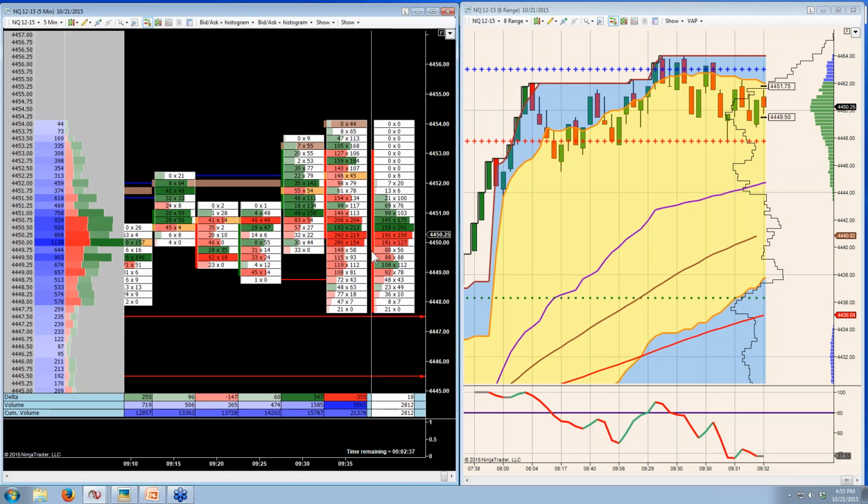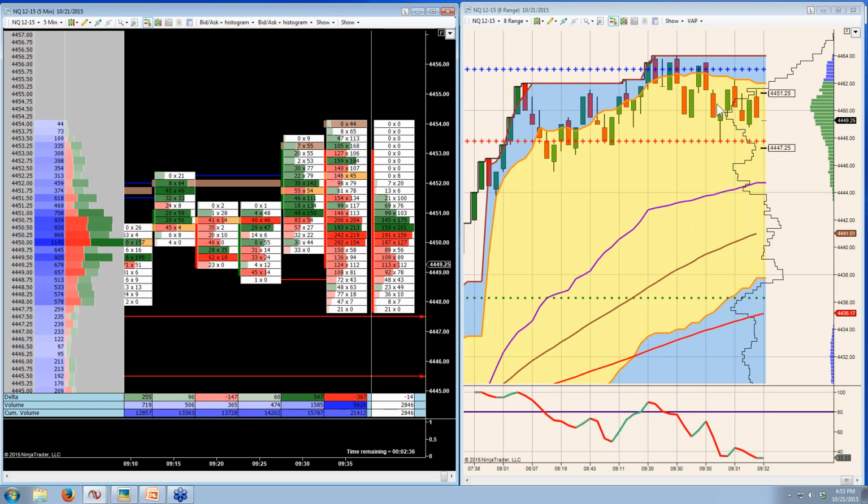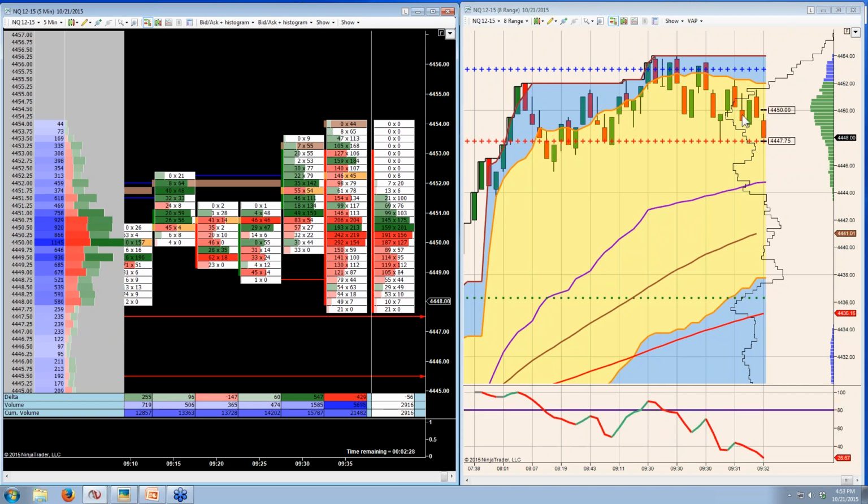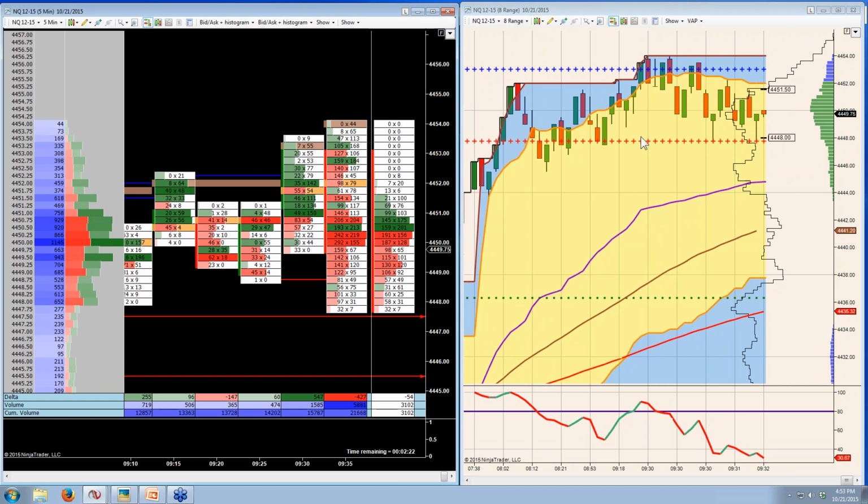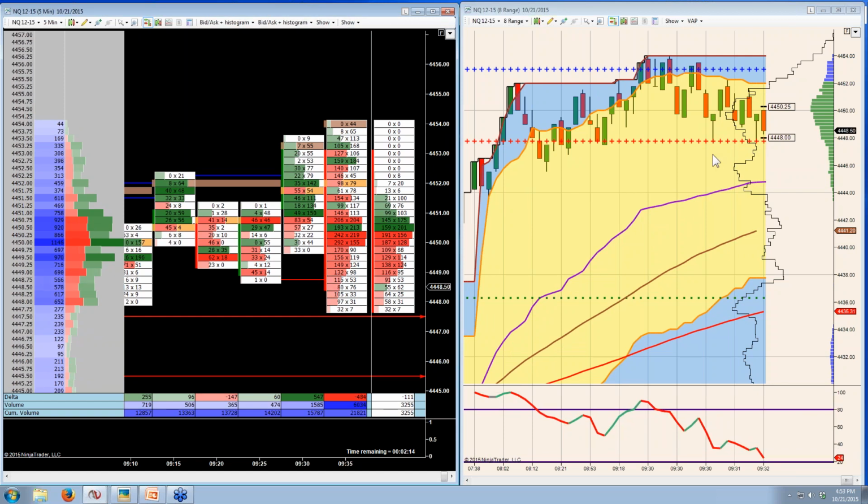We're right here in the middle of nowhere basically, because it can go either way from here. So there's nothing that I'm really willing to do here. If I get a break of this low value area from yesterday, and I've got sellers stepping in, then I can go ahead and try and take that.